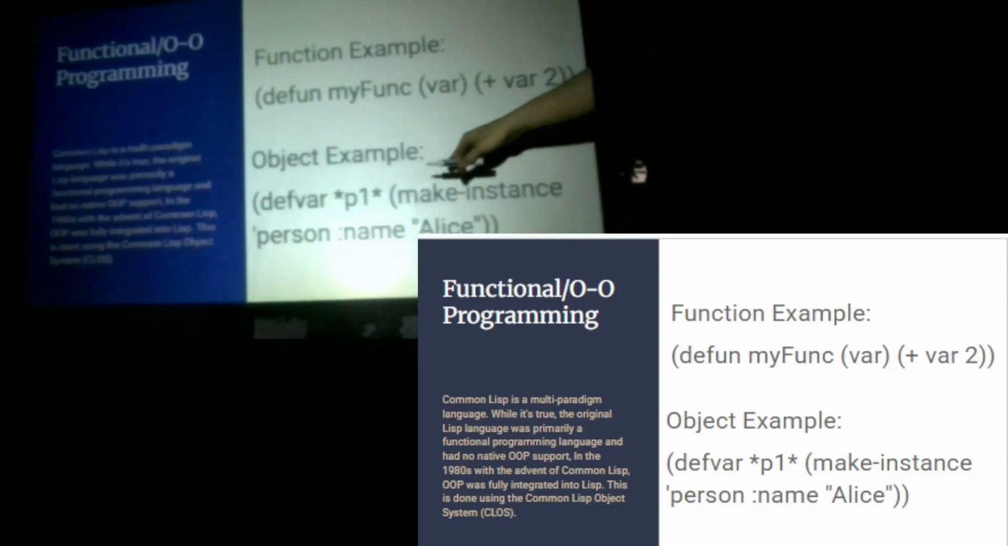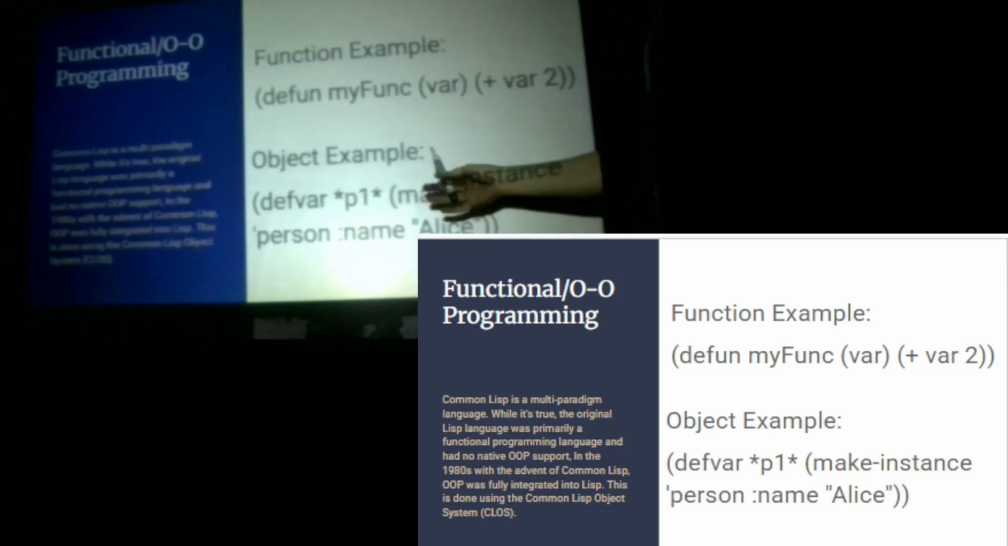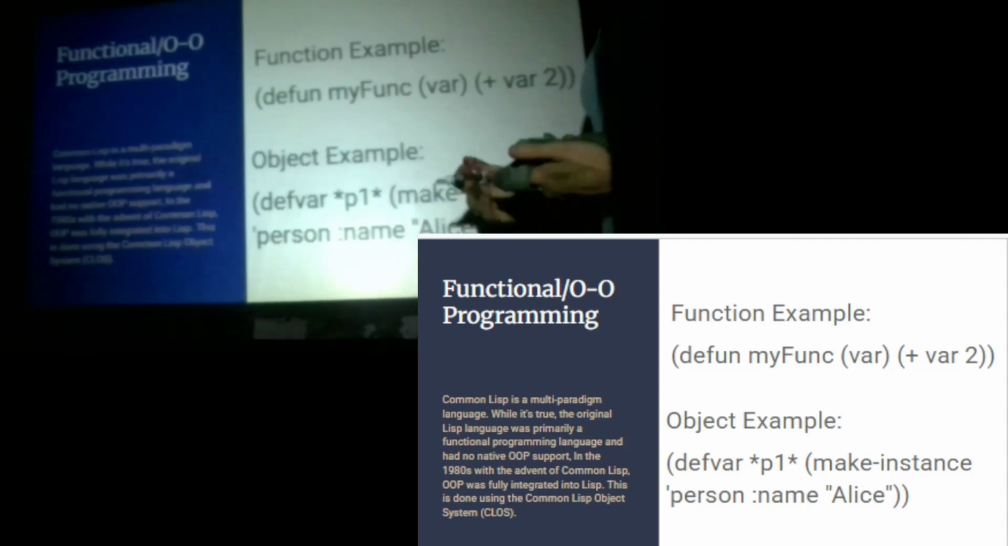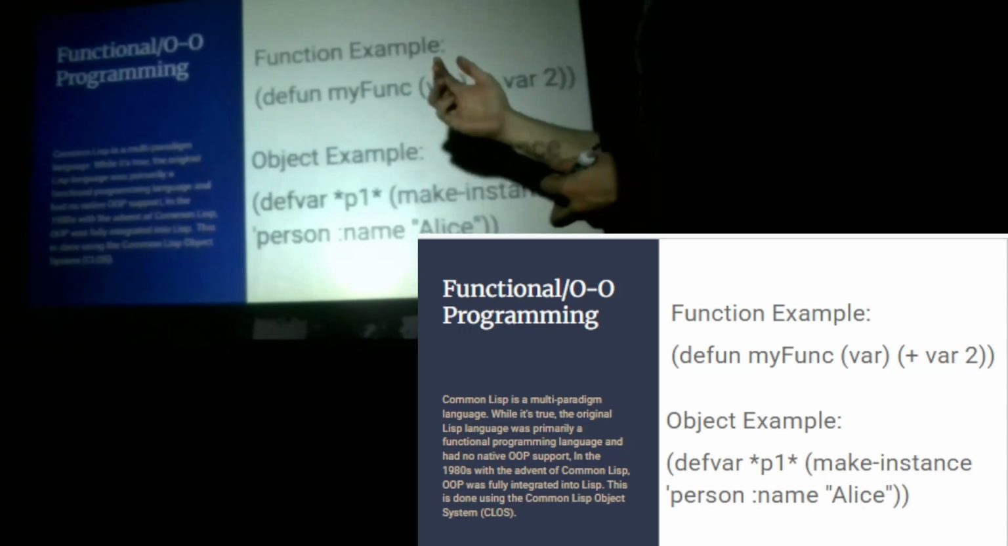Here's an example of a function. As you can see, its syntax we'll explore later in the next section. But here's an example of an object instantiation, which means that Common Lisp supports objects and functions, which leads to this multi-paradigm language.